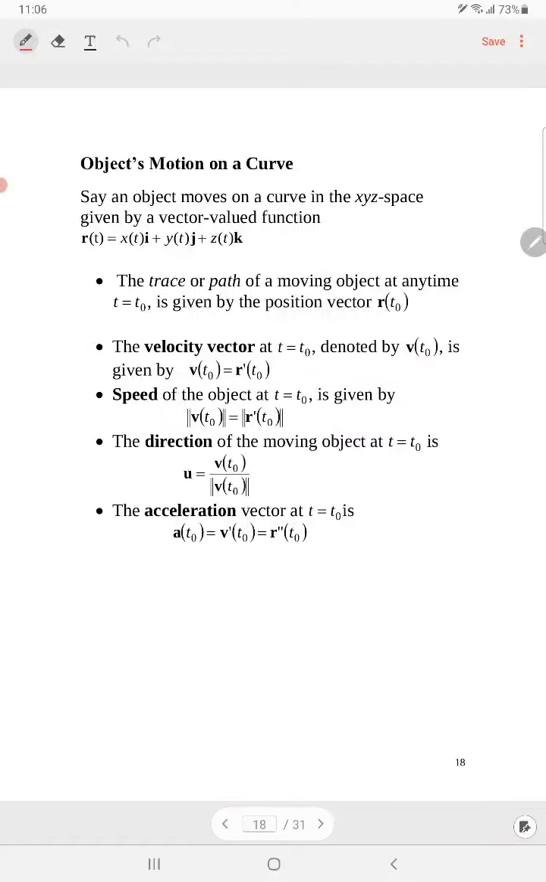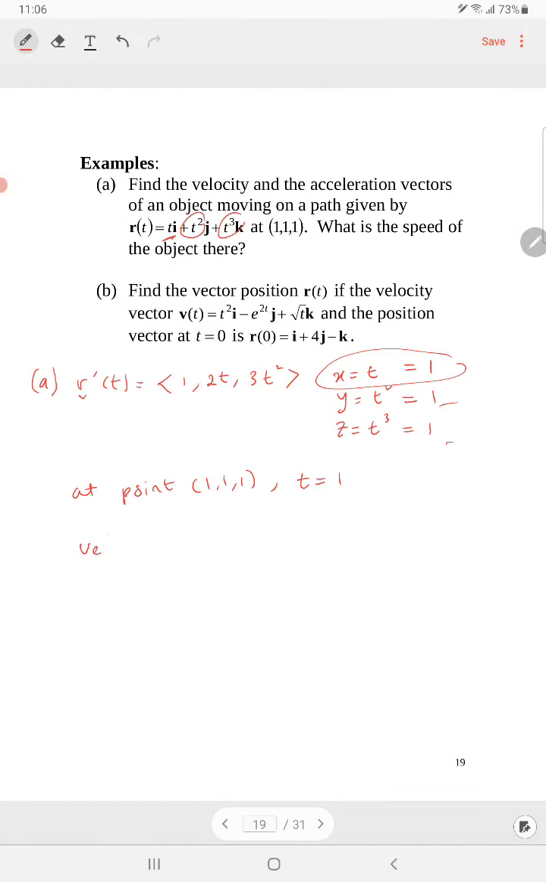Remember, velocity is r prime. So the velocity at point (1,1,1) is v at 1, or r prime at 1, which is equal to 1i plus 2j plus 3k. Here I'm using the pointy notation instead of i, j, and k.